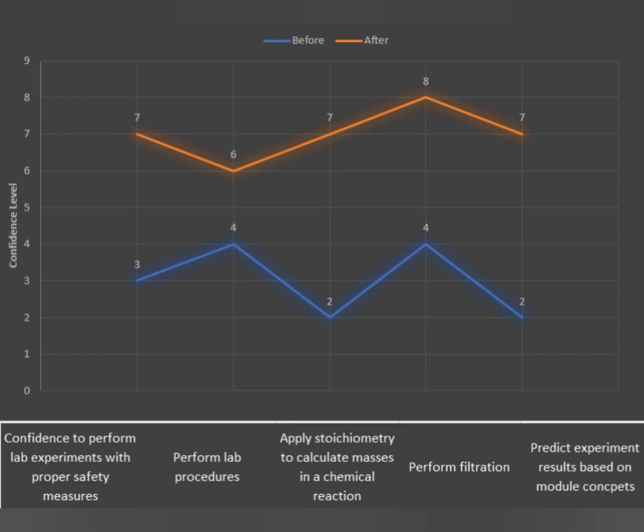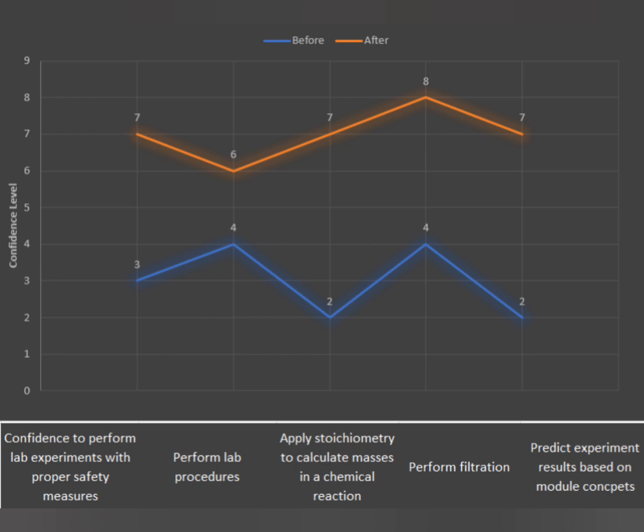So for me personally, with the confidence to perform the lab experiments safely, I had done labs before, so I wasn't completely unconfident, but it had been a while, so my confidence was pretty low. But after getting back into the swing of things, my confidence has gotten a bit high, so we've gone from 3 to 7. For performing the lab procedures, very similarly, I started kind of at a mid-range with 4, and now I'm about at a 6.